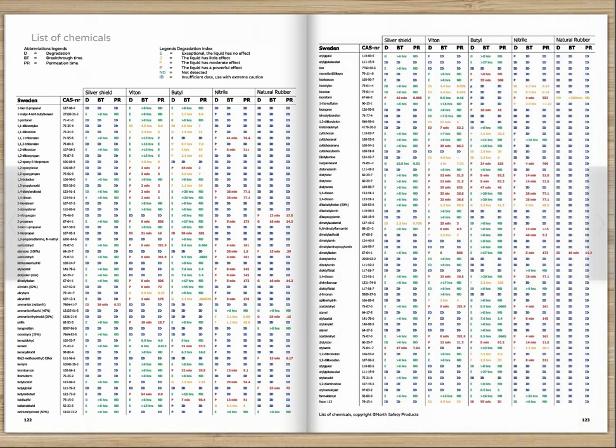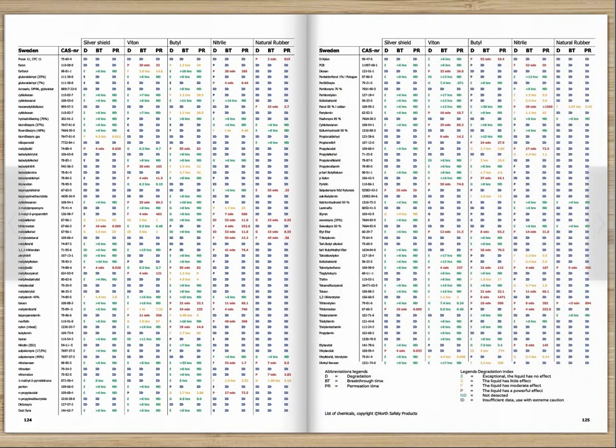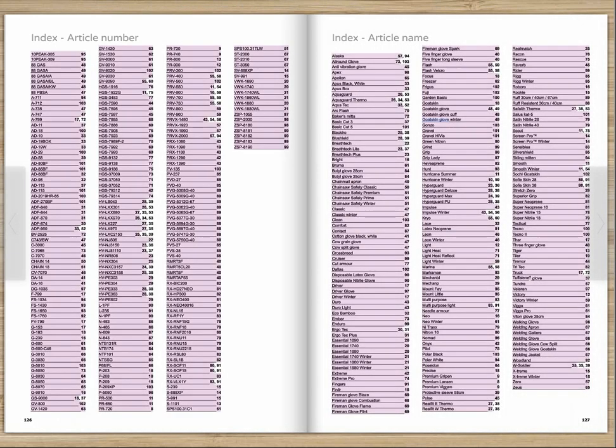For chemical protection, we have a reference chart indicating chemical resistance for different materials. The indexes at the end are also clickable to quickly navigate to the right glove model.